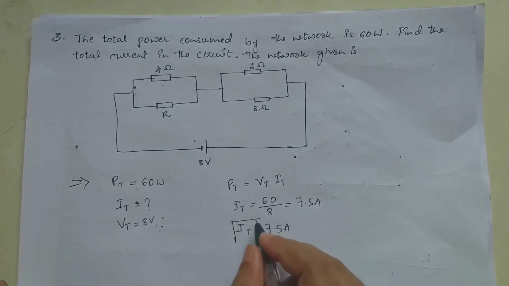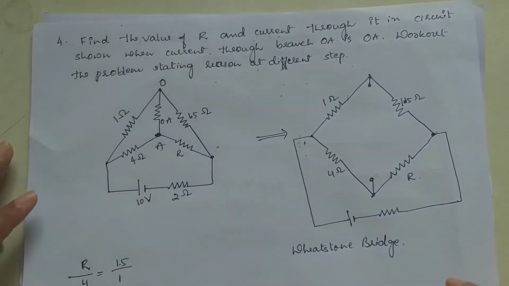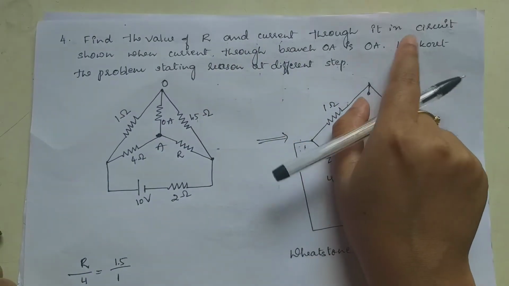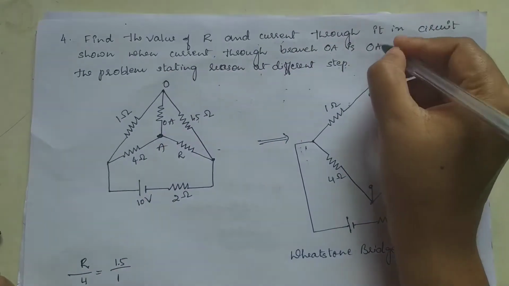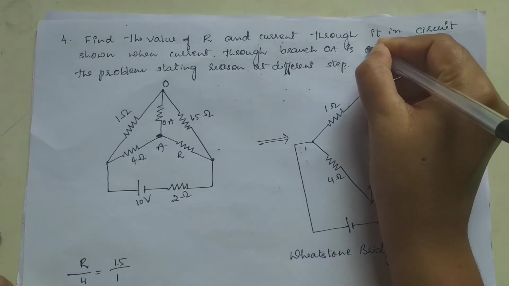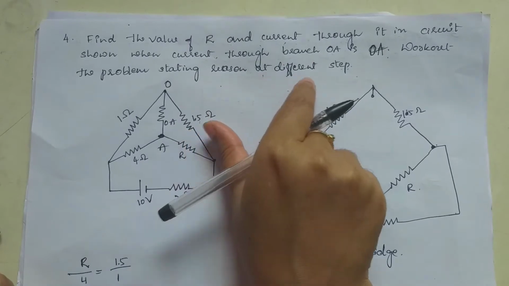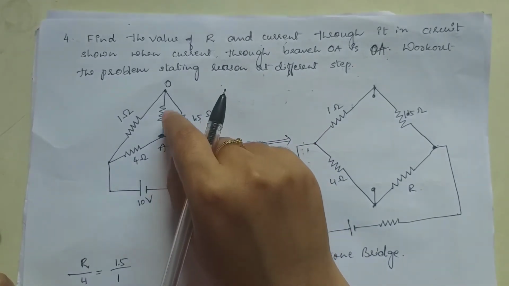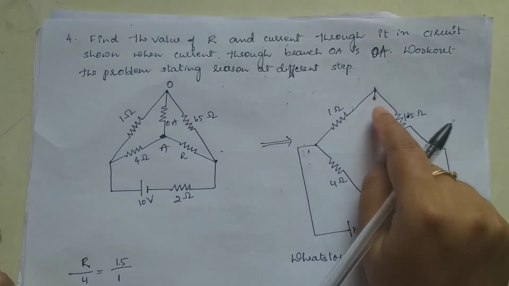Okay, we found the value of current in the circuit. Next problem: we have to find the value of R and the current through it in the circuit shown, when the current through branch OA is 0 amperes. Work out the problem, stating the reason at each step. This is the circuit given, and the current through OA is 0.